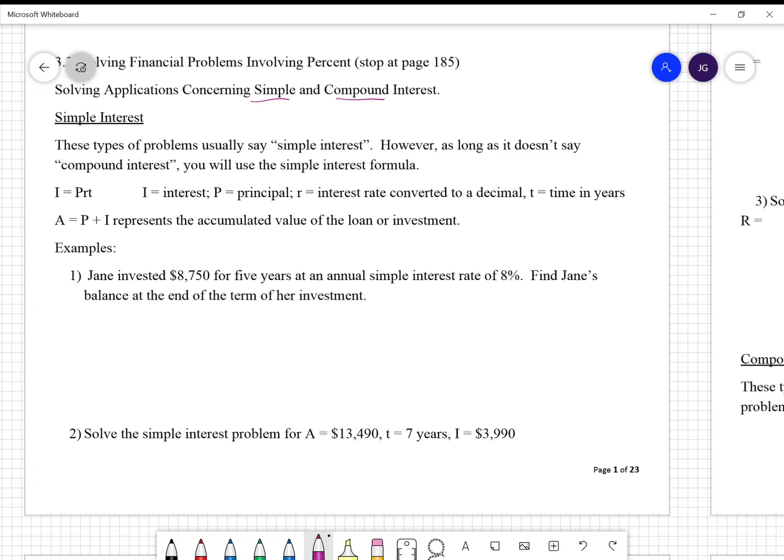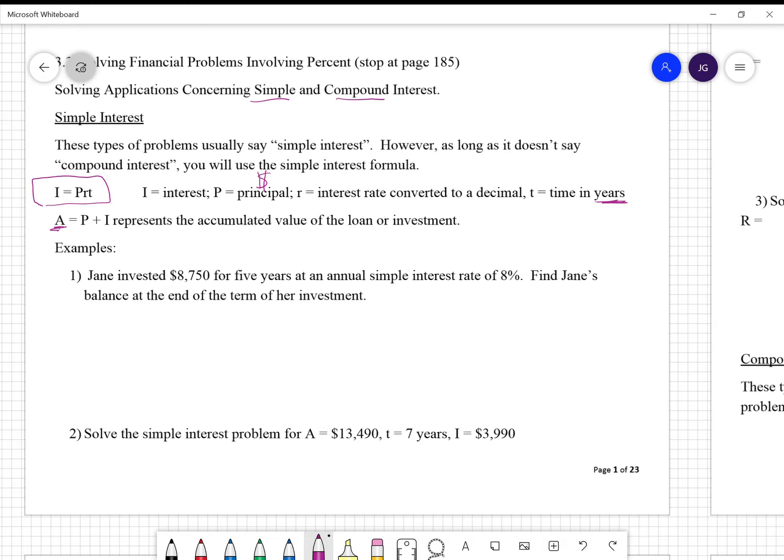These types of problems usually say simple interest in the problem. However, as long as it doesn't say compound interest, you will use the simple interest formula, which is I equals PRT. I represents interest. P represents principal, which is the money. R is the rate converted to a decimal. T is time in years. Sometimes we have to deal with that. They might give you time in the problem in months that you have to convert to years. And then A equals P plus I represents accumulated amount. That's the principal plus interest.